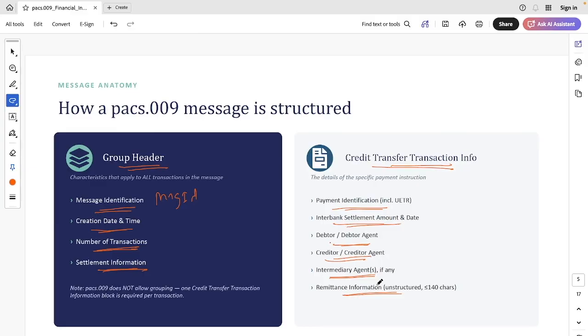Now, if you are reading pacs.009 XML, don't try to understand everything at once. First, divide it into two parts. One is the group header, the other one is the credit transfer transaction info. Then ask yourself, what does the group header say about the overall message, and what does the transaction information say about the actual transfer? So this approach makes XML reading much easier for you.